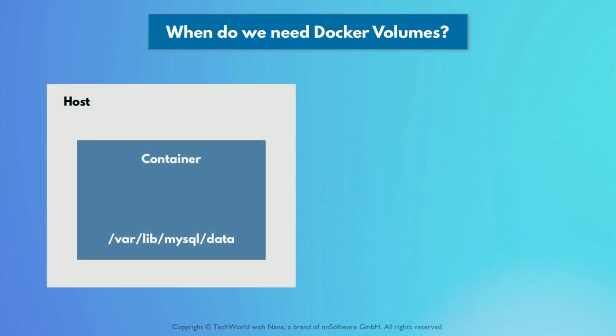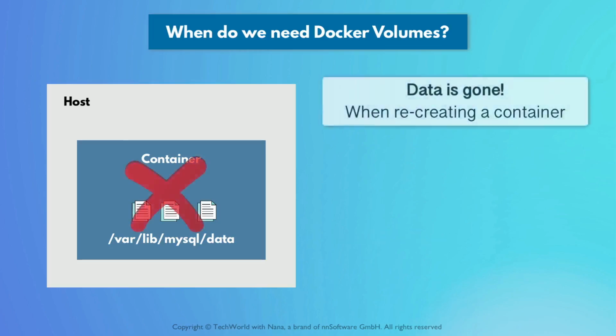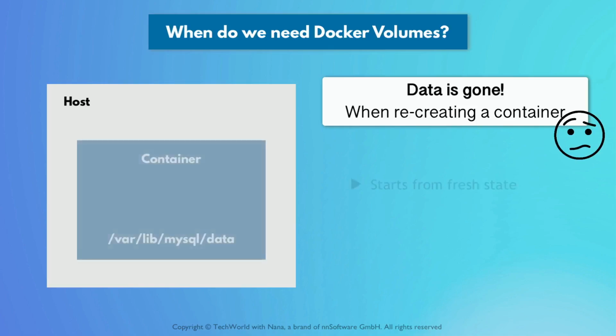So a container runs on a host. Let's say we have a database container, and a container has a virtual file system where the data is usually stored. But here there is no persistence. So if I were to remove the container, then the data in this virtual file system is gone and it starts from a fresh state, which is obviously not very practical because I want to save the changes that my application is making in the database. And that's where I need Docker volumes.